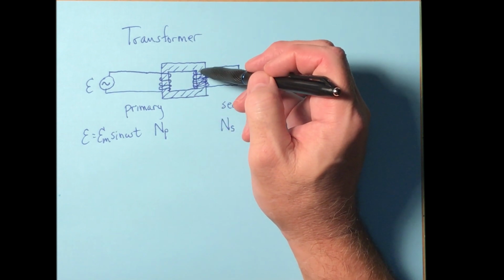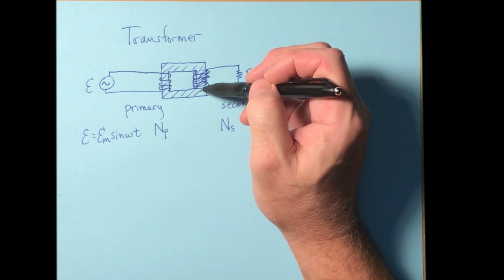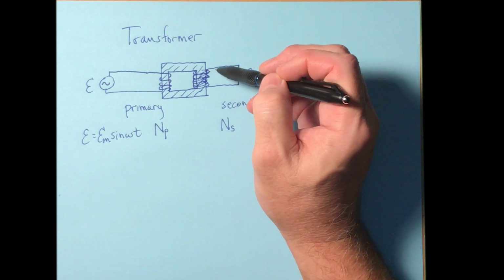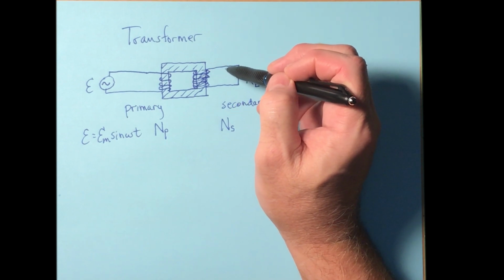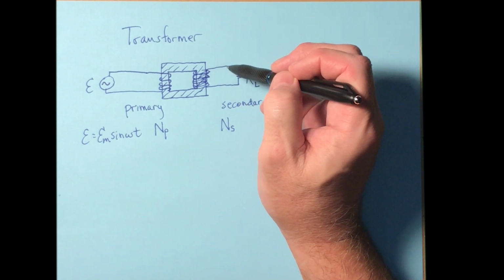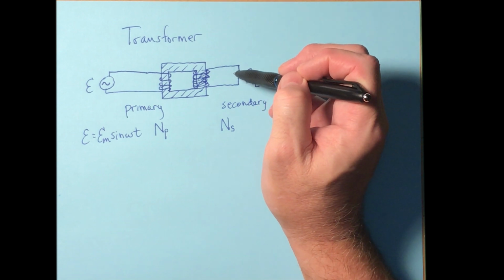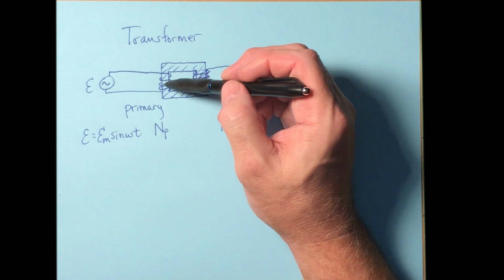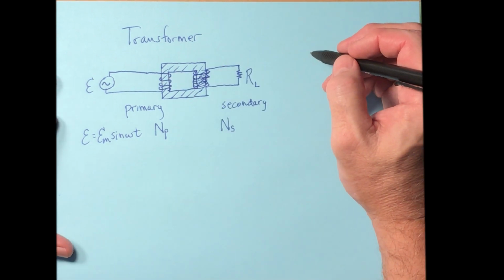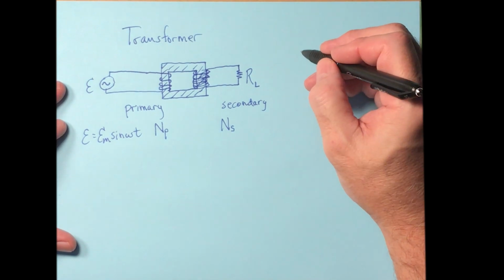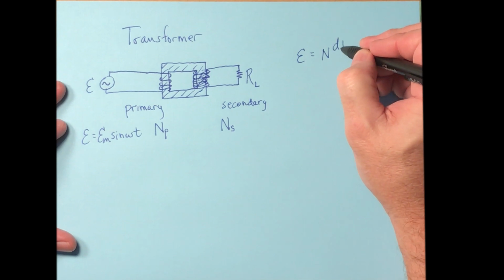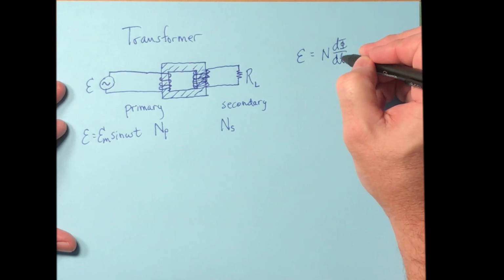Okay, well, a changing magnetic flux through a coil is going to generate a current. So we have a current and voltages that are going to be created over here on the secondary side due to the fact that we have a changing voltage and current over here on the primary side. Well, the way to understand this is through Faraday's law. And Faraday's law says that E equals N dΦ/dt.